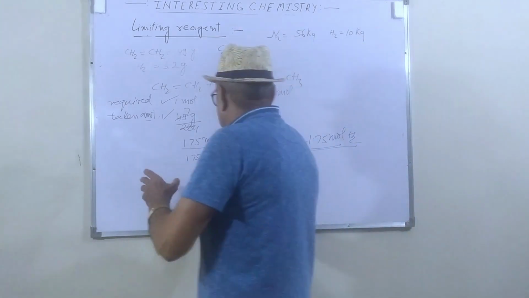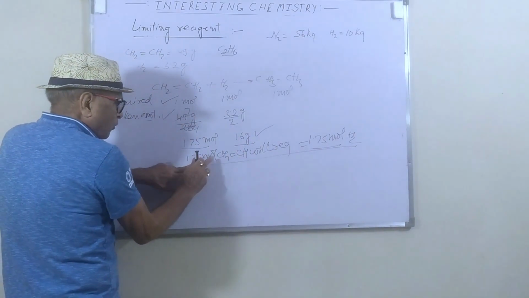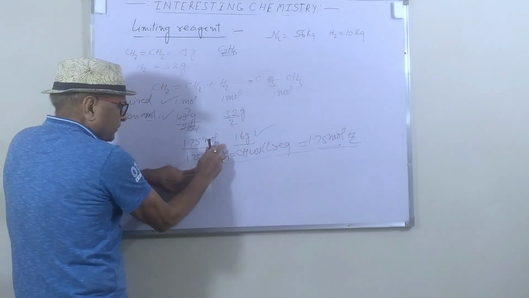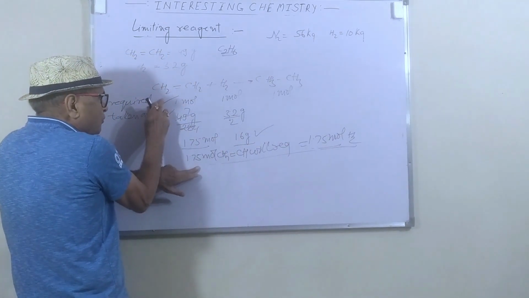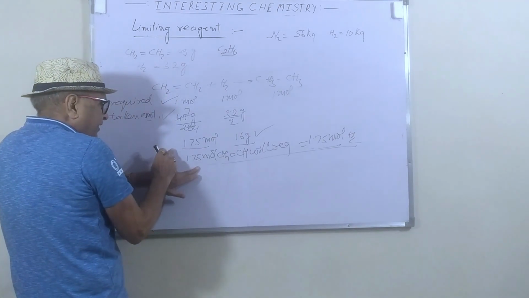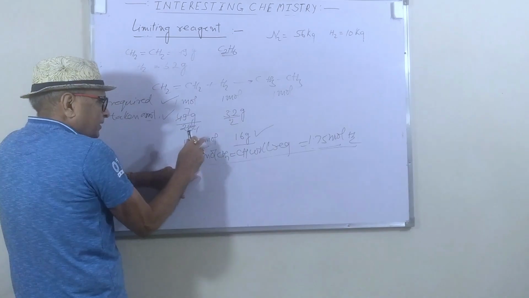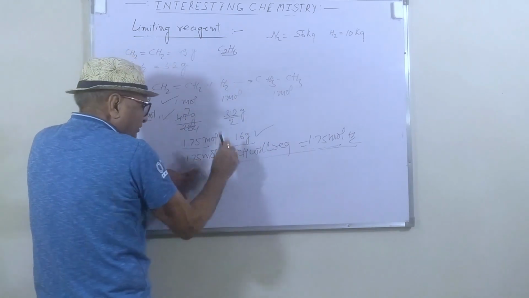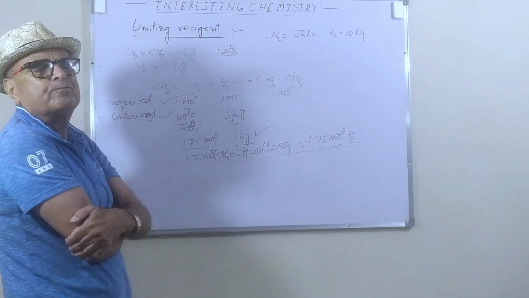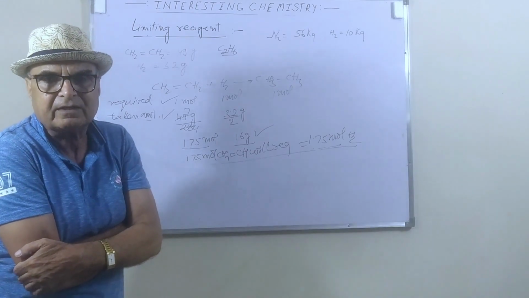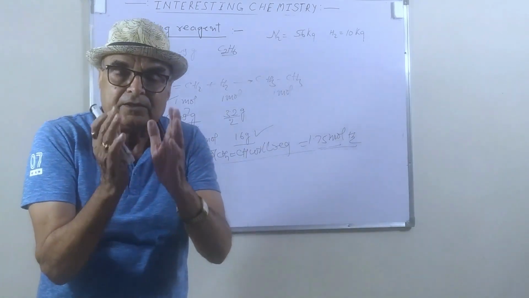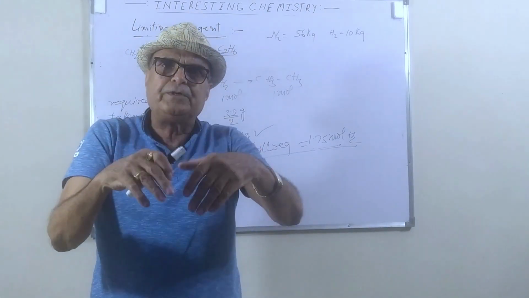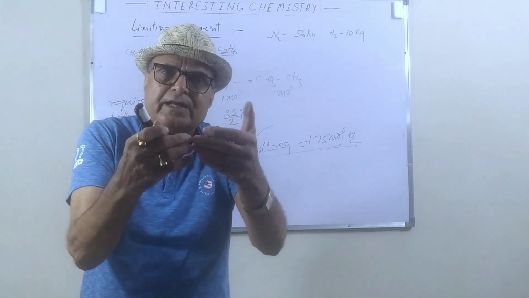So 1.75 mole of ethene requires 1.75 mole of hydrogen according to the stoichiometric ratio, but you have only 1.6 mole of hydrogen. So the hydrogen is the limiting reagent. When the limiting reagent is consumed first, the product will be formed according to the limiting reagent.